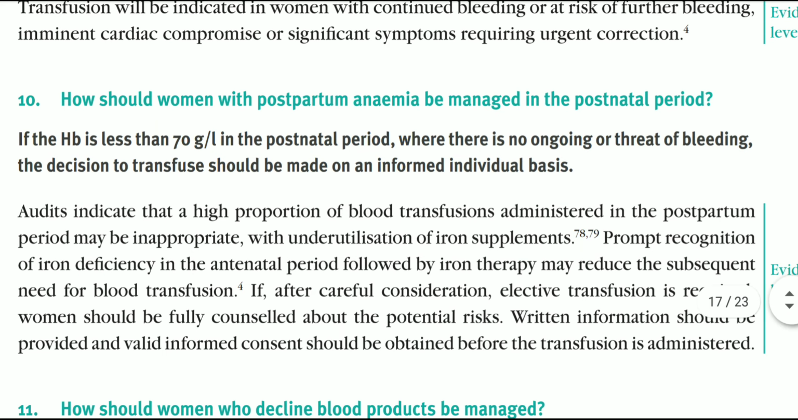And how should women with postpartum anemia be managed in the postnatal period? Okay, if Hb is less than 70 grams per liter in the postnatal period where there is no ongoing bleeding or threat of bleeding, the decision to transfuse should be made on an informed individual basis. Okay, so in case of pregnancy, if Hb is less than 70, we should consider the transfusion, but in the postnatal period, the decision should be made on an individual basis.